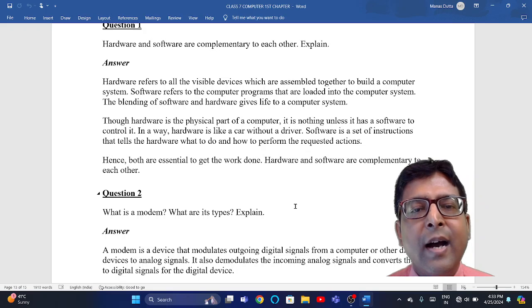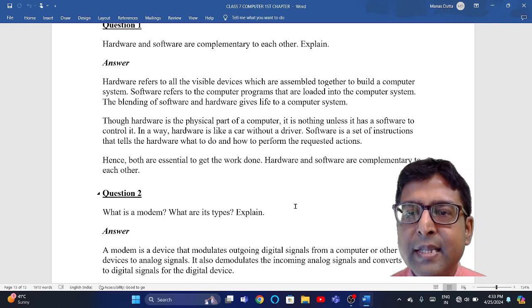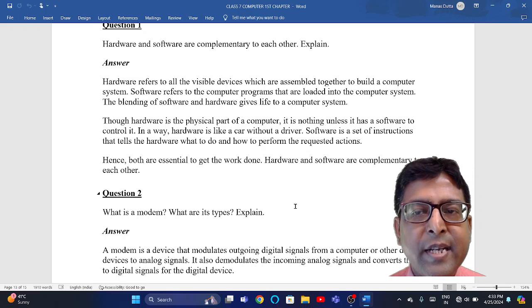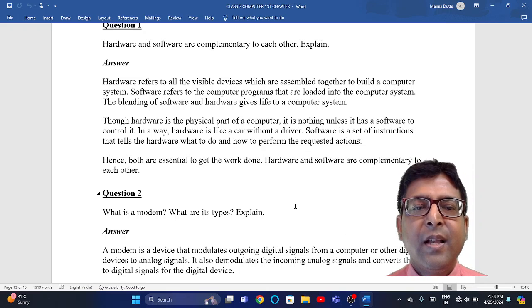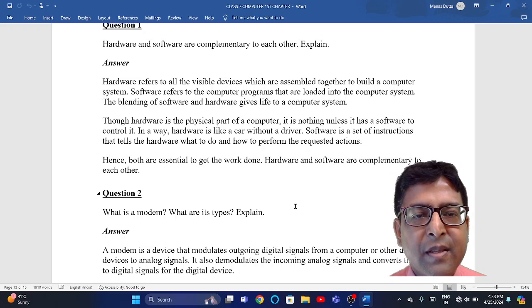Answer will be, hardware refers to all the visible devices which are assembled together to build a computer system. Software refers to the computer programs that are loaded into the computer system. The blending of software and hardware gives life to a computer system.